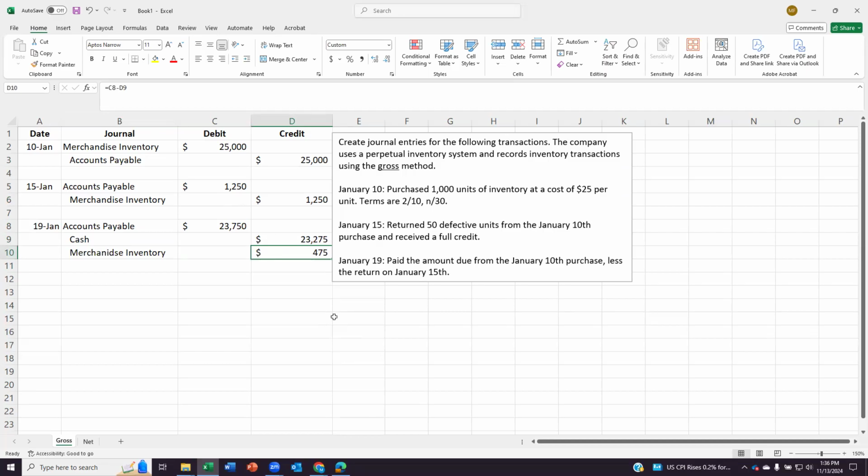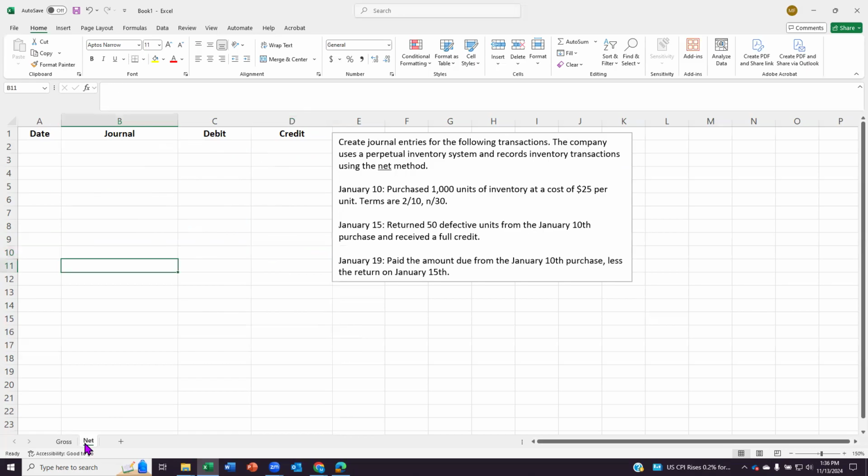So that's how I do things using the gross method. I just go ahead and record my initial purchases and any returns at their full price, and then I show my discount in my final payment. And I do that by crediting the merchandise inventory.